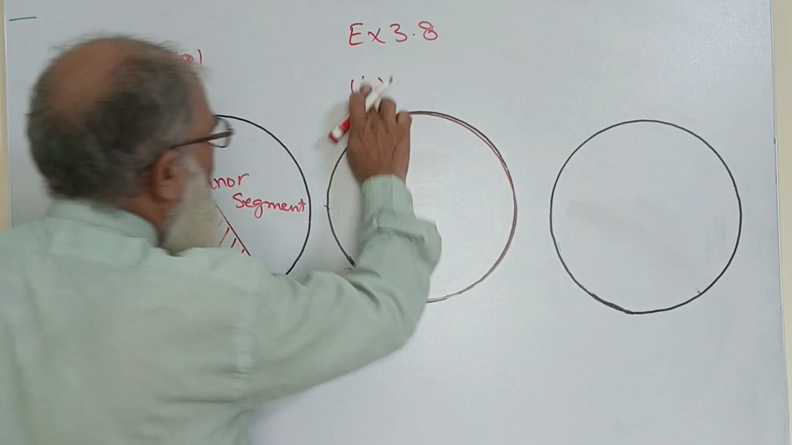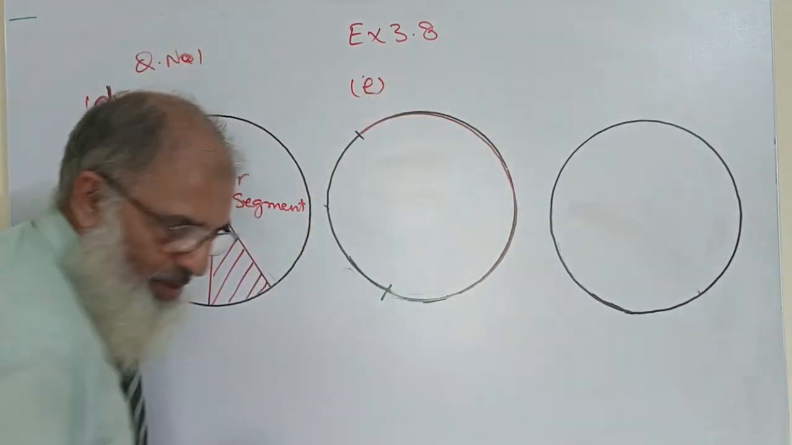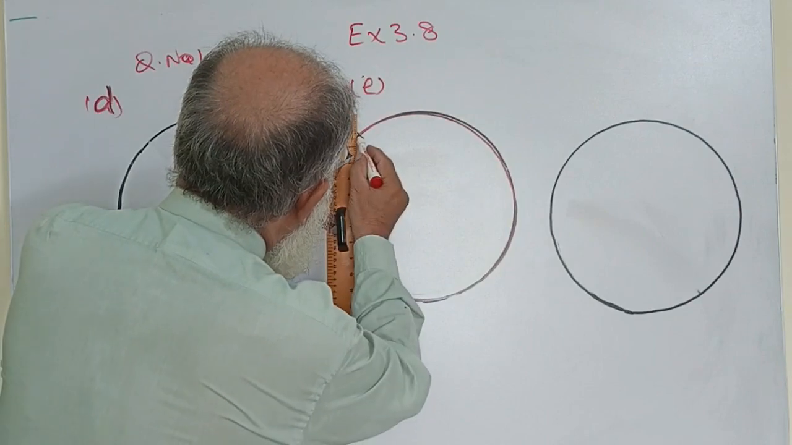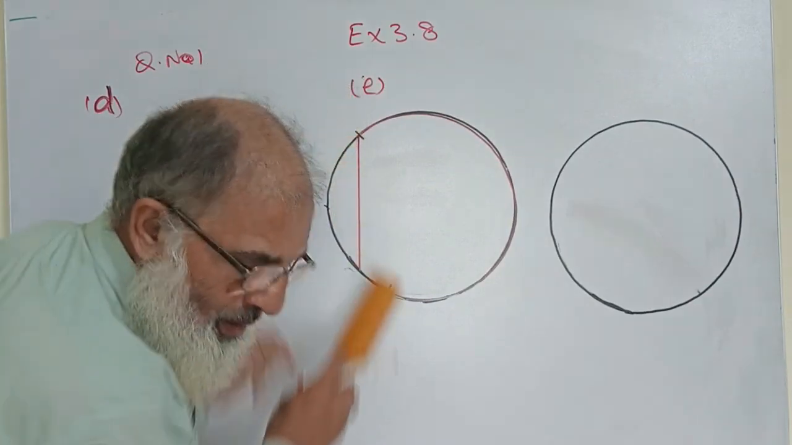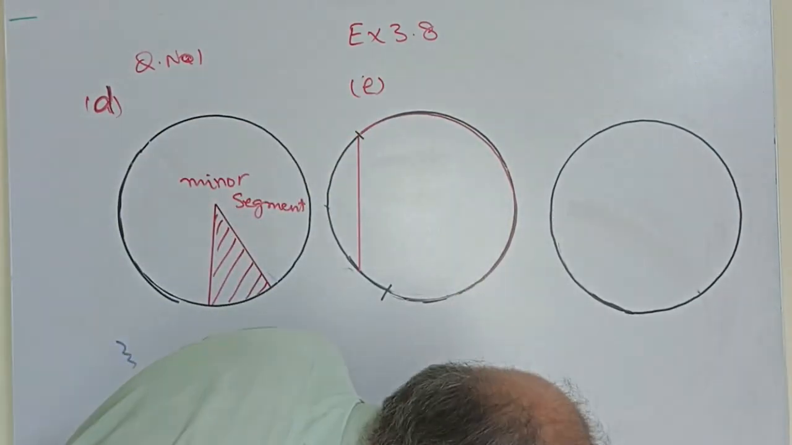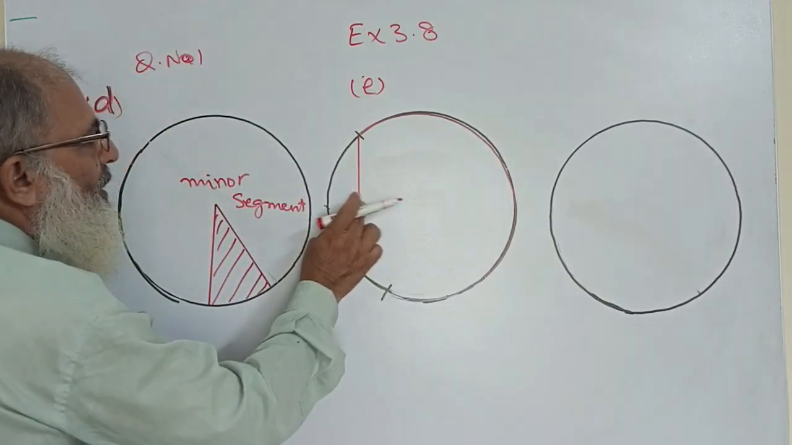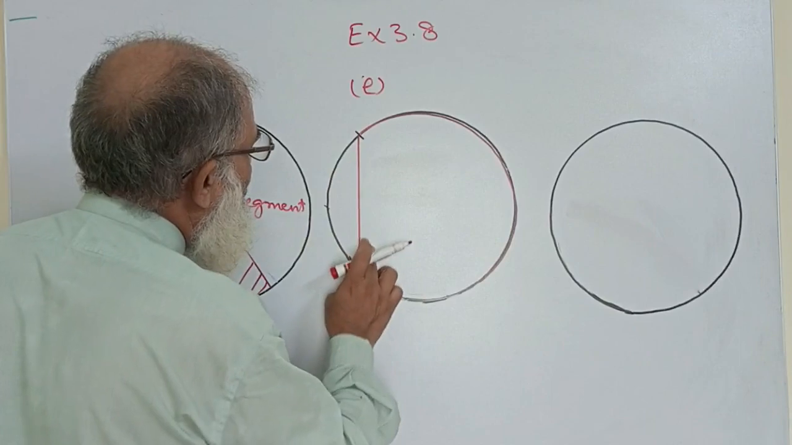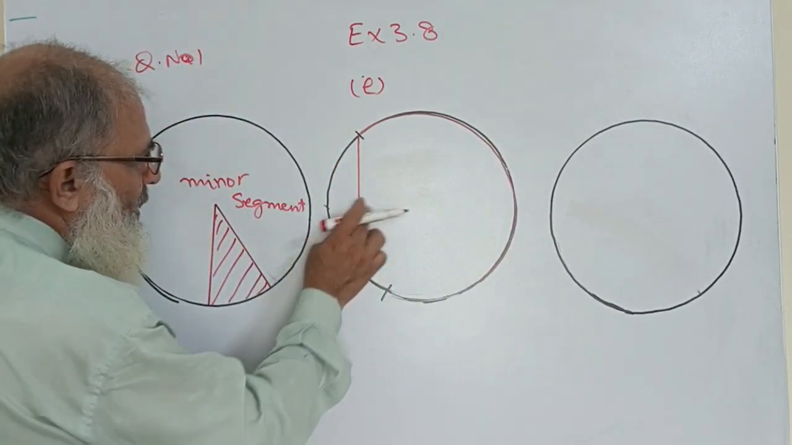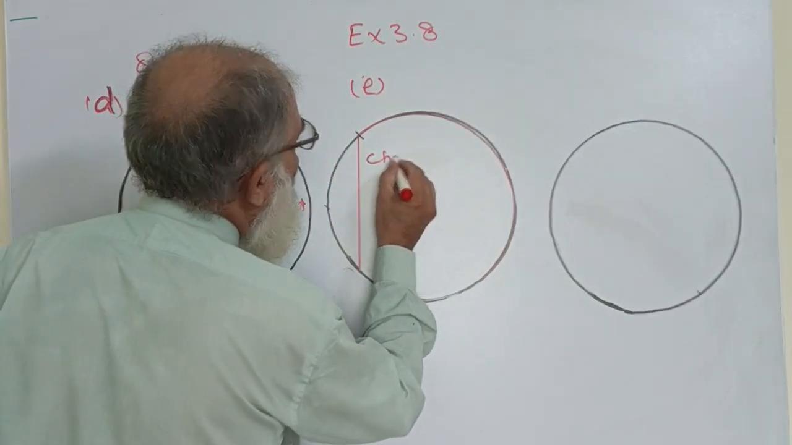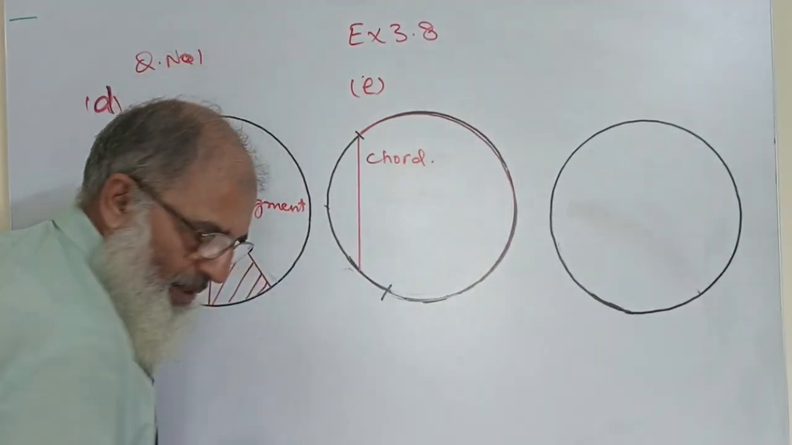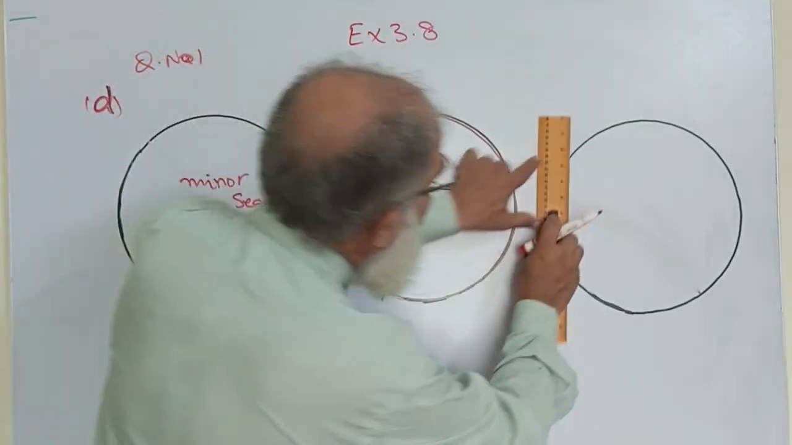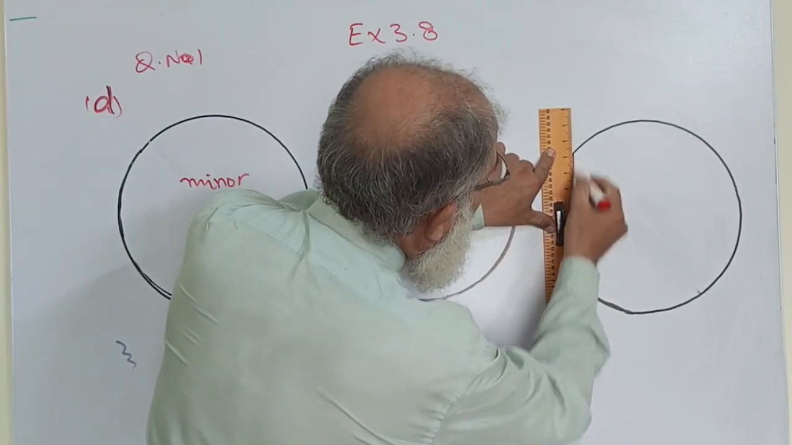Part D. Part E. Part E is a simple chord over here. And yes, this is blue. I am drawing it with red. This is blue. This is a chord, C-H-O-R-D, chord. And the last is again a chord over here.